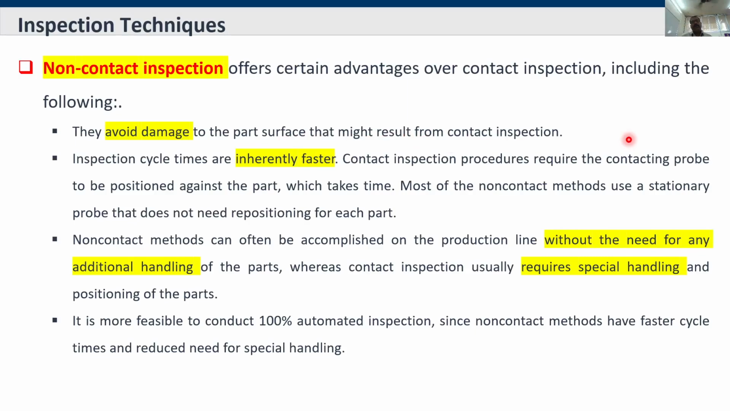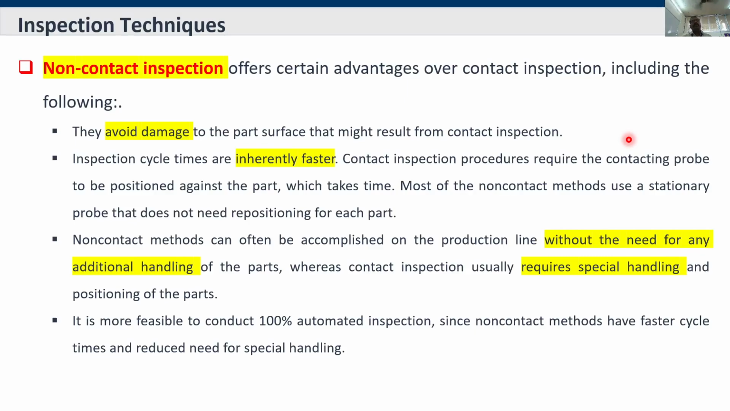Sometimes the component being measured may get some defect or damage. It may be due to improper orientation of the measurement tool and holding of the component. So that will cause defects on the surface of the product being tested or inspected. That may come from the contact type. Then, inspection cycle times are inherently faster with non-contact inspection compared with contact.